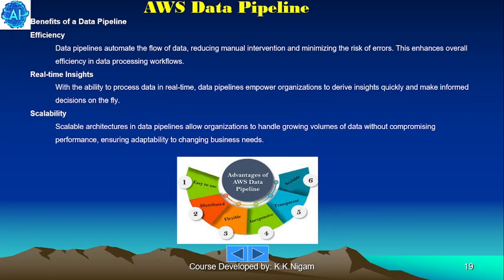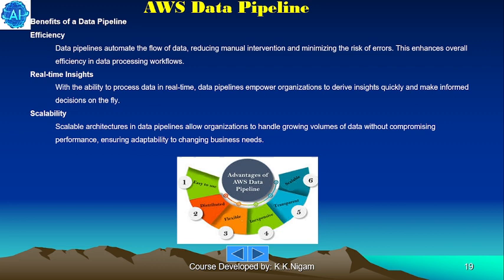Benefits of data pipeline: efficiency. Data pipelines automate the flow of data, reducing manual intervention and minimizing the risk of errors. This enhances overall efficiency in data processing workflows. Real time insights: with the ability to process data in real time, data pipelines empower organizations to derive insights quickly and make informed decisions on the fly.